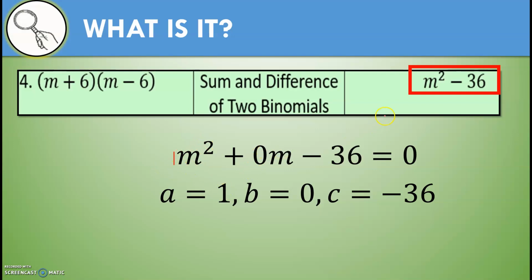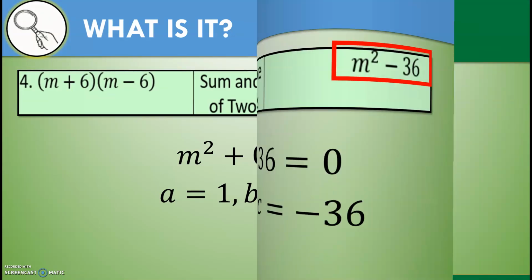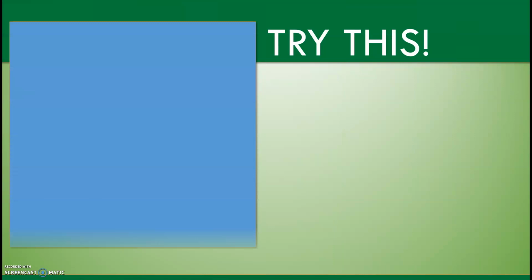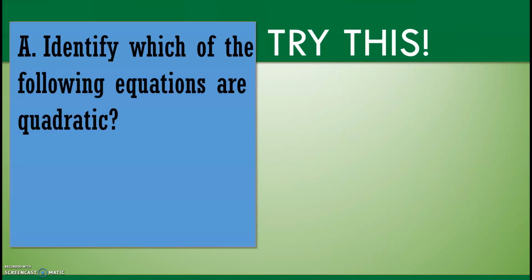The b, if you take a look at this expression first, you won't see b. But if you express it like this, you can identify the b. Or if it's not written there, automatically, it will be 0. So b is equal to 0. And then the constant is negative 36. Alright?